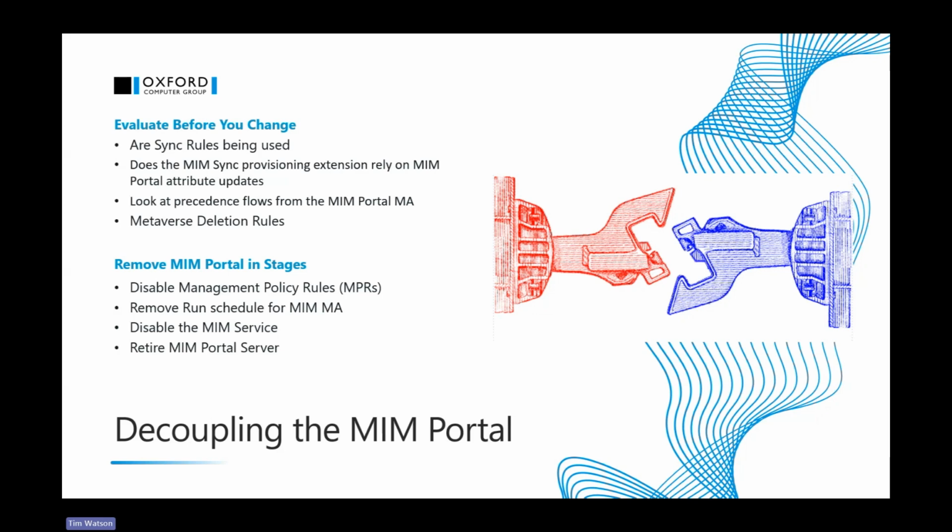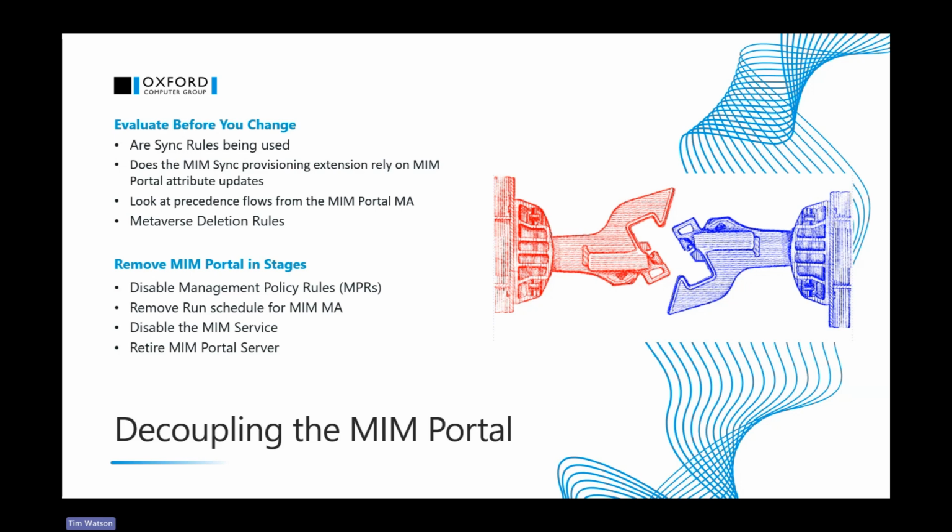I mentioned before sync rules. So are sync rules being used? This could be a showstopper to totally removing your MIM portal, because if you are using sync rules, those rules still need to be imported into your sync engine. So anything that you do have to change, like an attribute flow, if you make that change, you do have to import it from your portal MA down to the sync engine into your metaverse. So that's something to think about. Maybe you moved everything else and you're just going to keep it there and run it once in a while, make that sync so you get your new roles down to your metaverse.